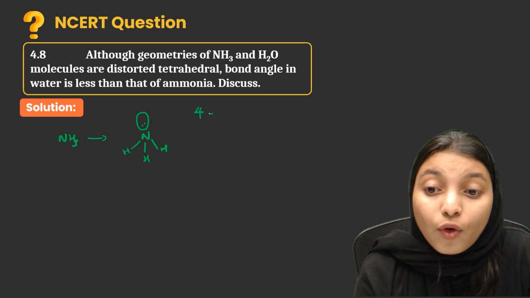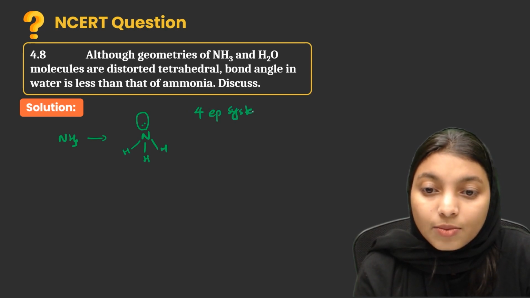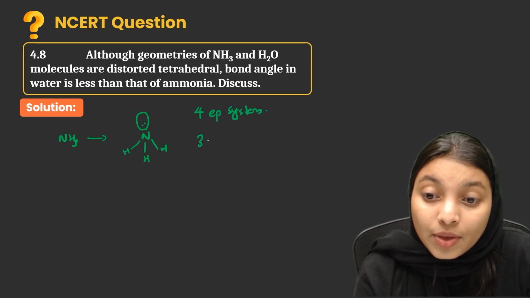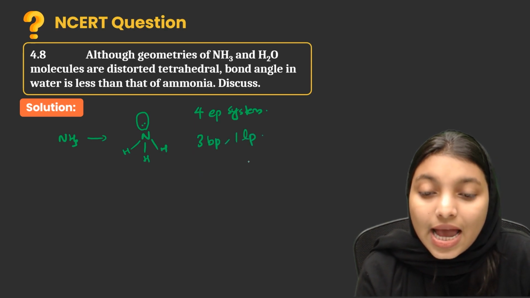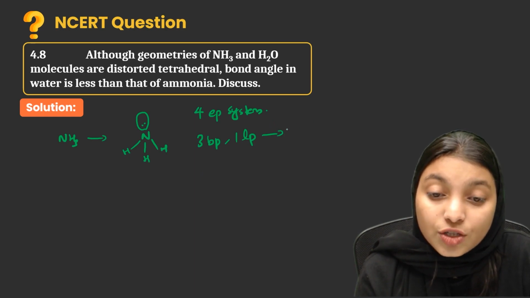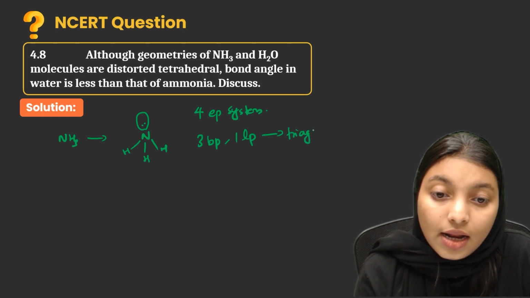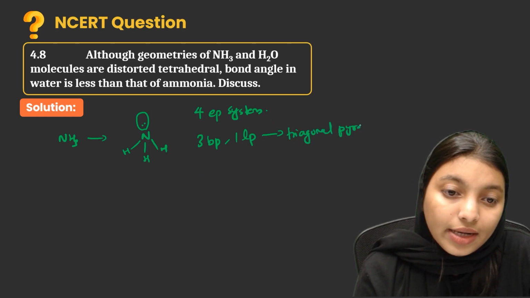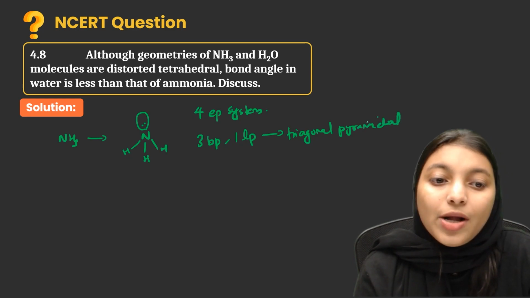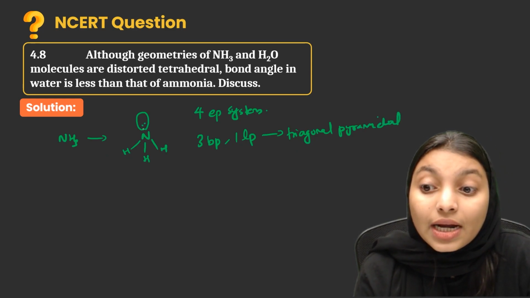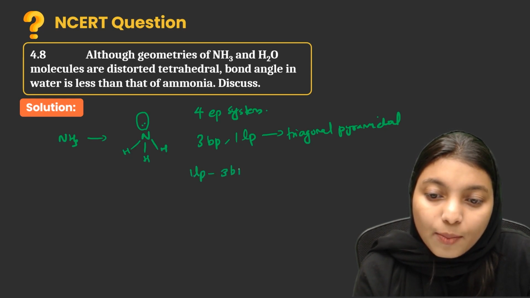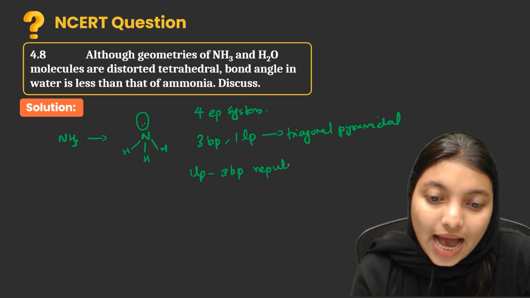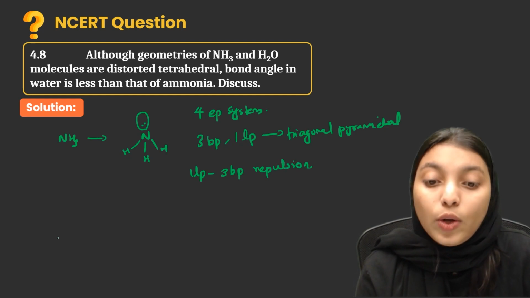Actually, it is a 4 electron pair system. Among them, 3 are bond pairs and 1 lone pair is there. And that is why it got the structure trigonal pyramidal, right? Yes, here the repulsion is between 1 lone pair and 3 bond pairs. 1 lone pair and 3 bond pair repulsion is happening in the case of ammonia.